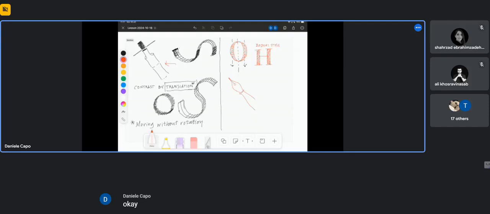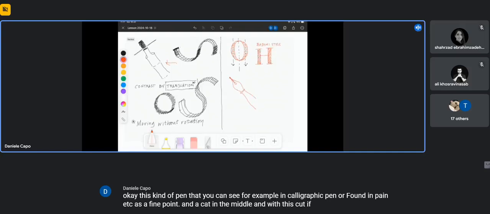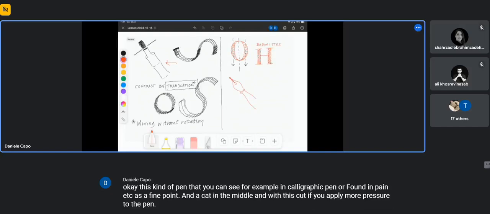Okay? This kind of pen that you can see, for example, in a calligraphic pen or fountain pen, has a fine point and a cut in the middle. And with this cut, if you apply more pressure to the pen, the two points diverge in this way. Okay?